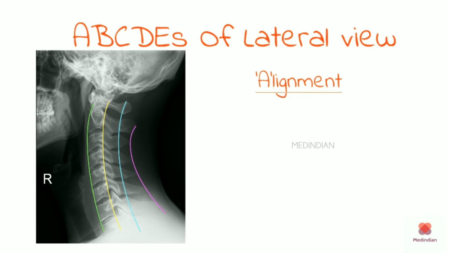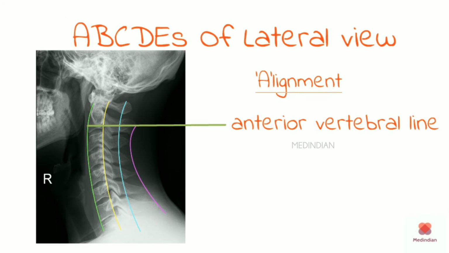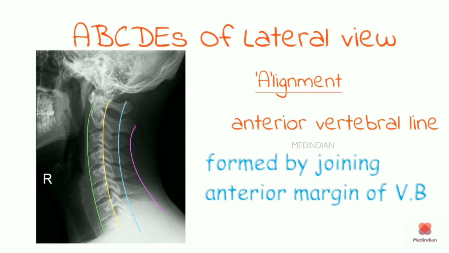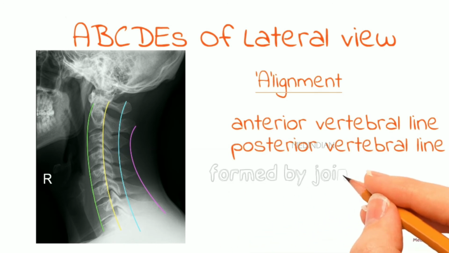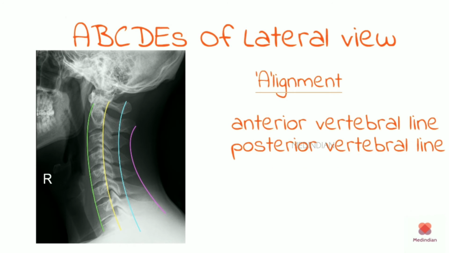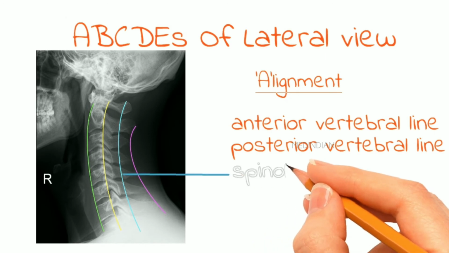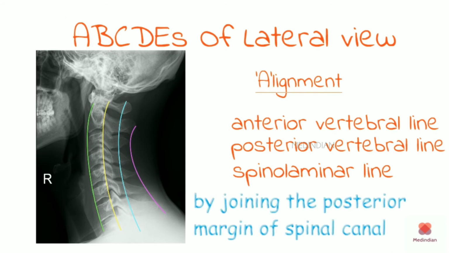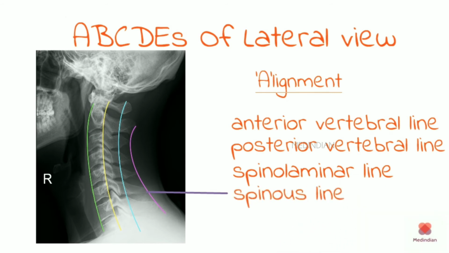Alignment of spine in a lateral view is assessed by checking some lines. First is the anterior vertebral line, which is formed by joining the anterior margin of vertebral bodies. Next is the posterior vertebral line, formed by joining the posterior margin of the vertebral bodies, which is also known as George's line. And third is the spinolaminar line, which is formed by joining the posterior margin of the spinal canal. And lastly, we have the posterior spinous line, formed by joining the tips of spinous processes.